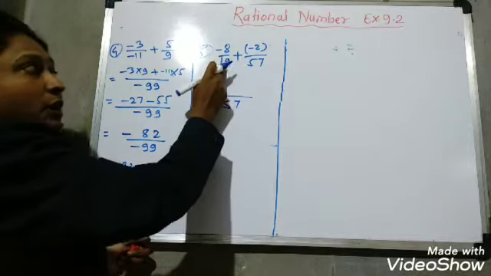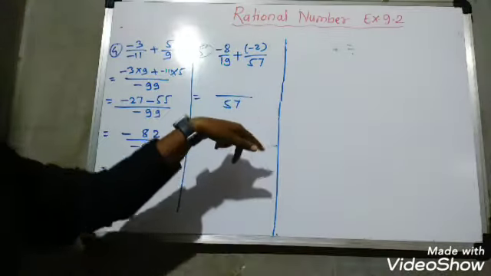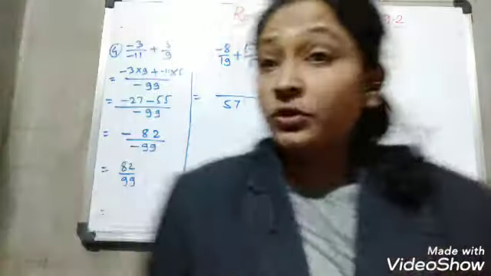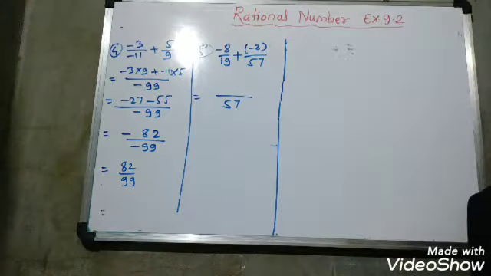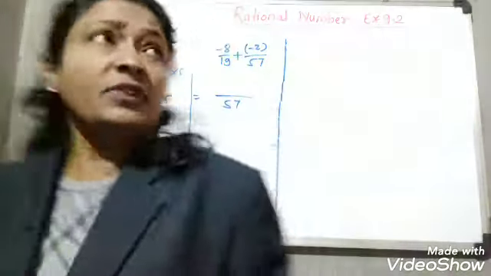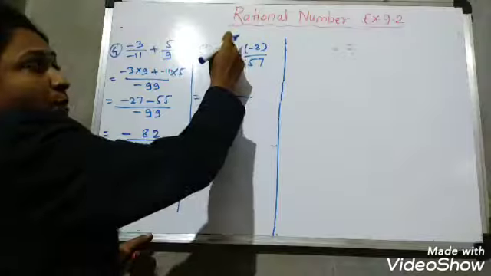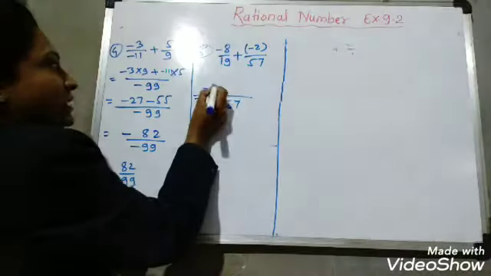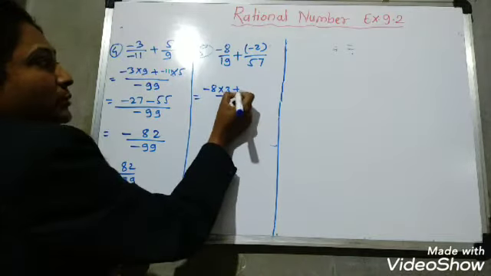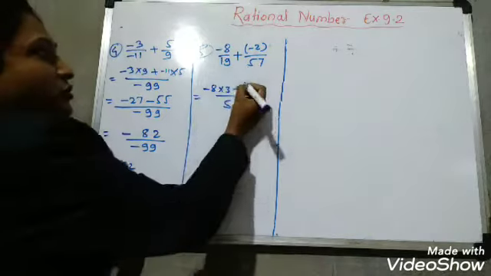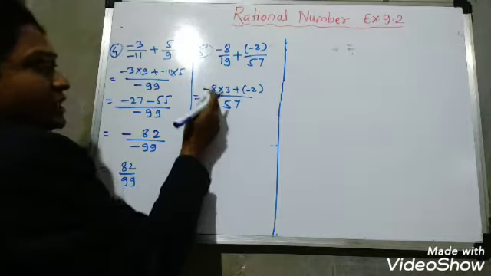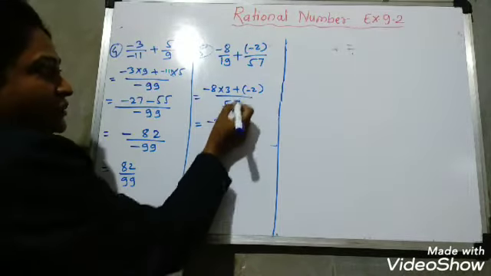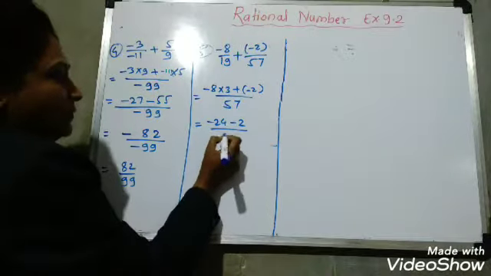Now for 19, 19 को किस नंबर से मल्टीप्लाई करना पड़ेगा जो when we will get 57. See students, 19 3s are 57. So ऊपर भी 3 से मल्टीप्लाई करेंगे. So we will get -8 into 3 plus here 57 is already there, so -2 as it is. So you will get, see 8 3s are 24, minus 24 and this -2 upon 57.